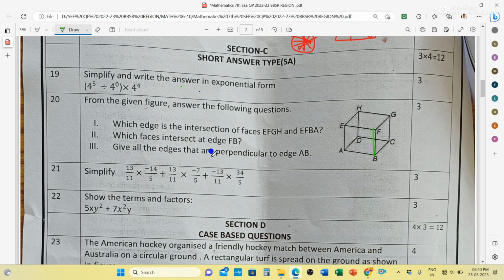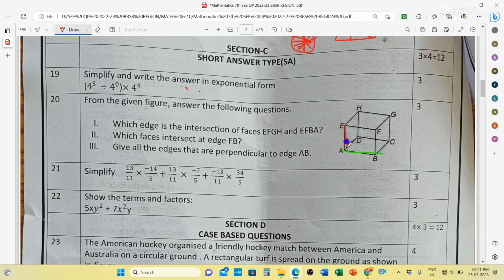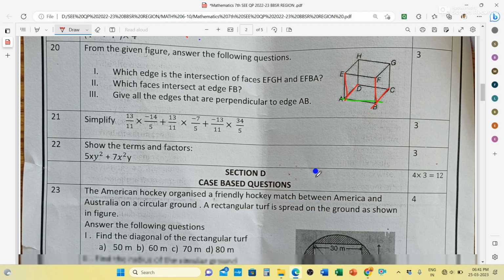Give all the edges that are perpendicular to edge AB. So this is edge AB. So you can write EA, FB, DA, CB. Okay, these four edges are perpendicular to AB.